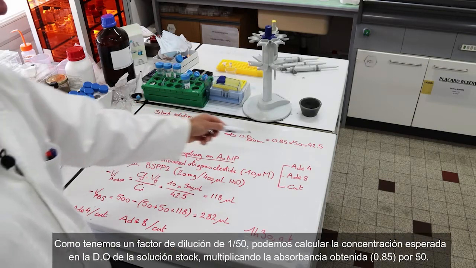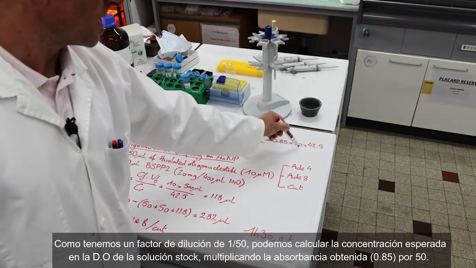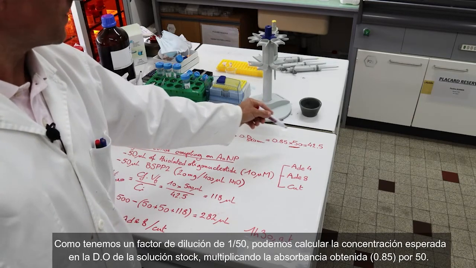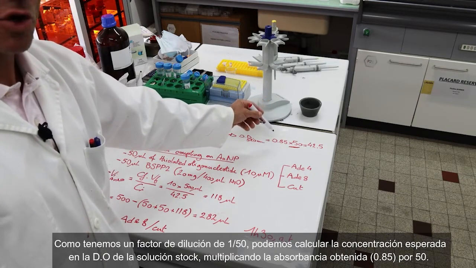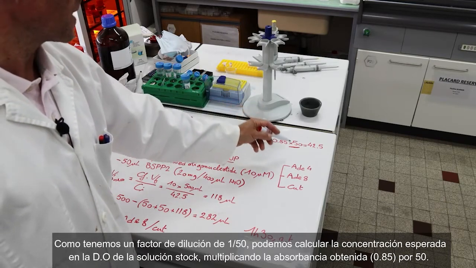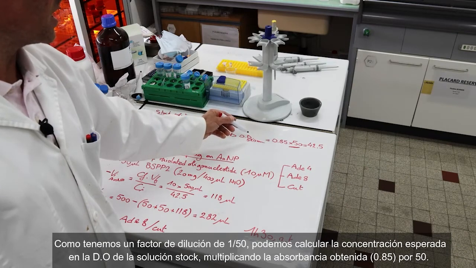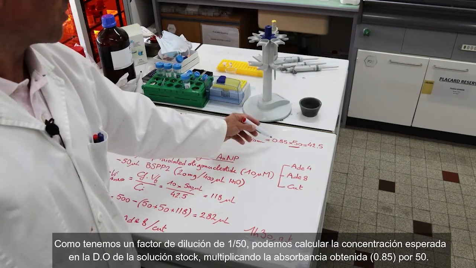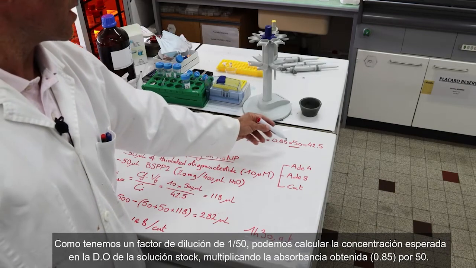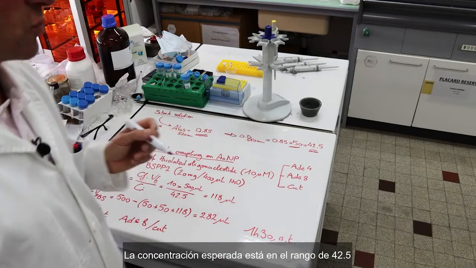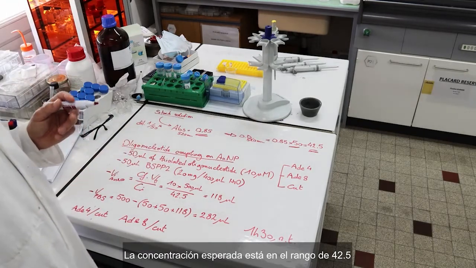Because we have 50 as a dilution factor, we can calculate the expected concentration in terms of optical density of the stock solution by multiplying 0.85 by 50. So it means that the expected concentration would be in the range of 42.5.